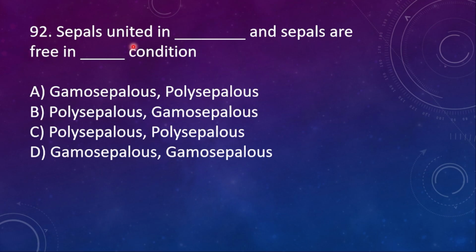92. Sepals united in dash and sepals are free in dash condition. United means gamo. If the word free is there, it means poly. Just keep in mind. Option A, gamo united, poly free. United in gamosepalous, free in polysepalous. So the first option itself is right.